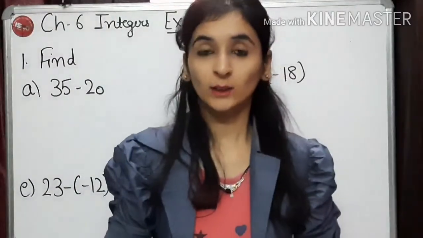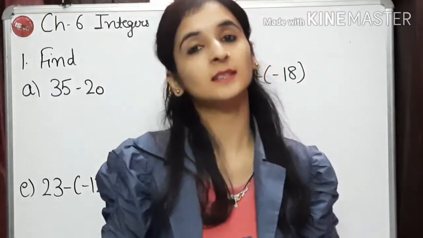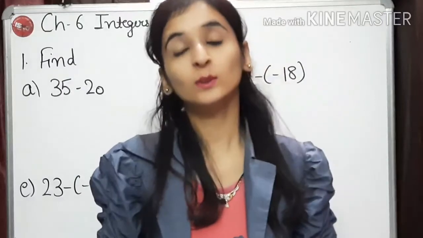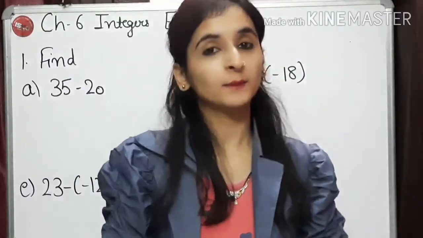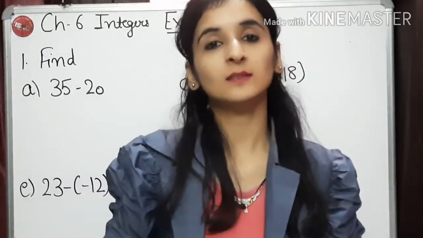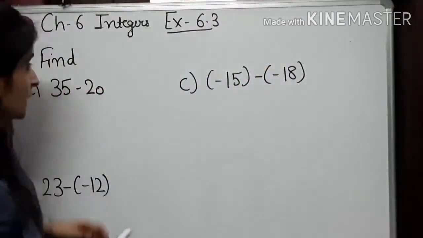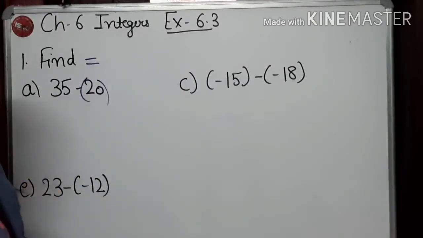Okay, so children, I hope you all understood what is addition of integers and what is subtraction of integers. It means how do we do addition and how do we do subtraction, right? And now we have to start with exercise 6.3. So let us start with question number 1. Question number 1 is, what we have to find here, 35 minus 20.